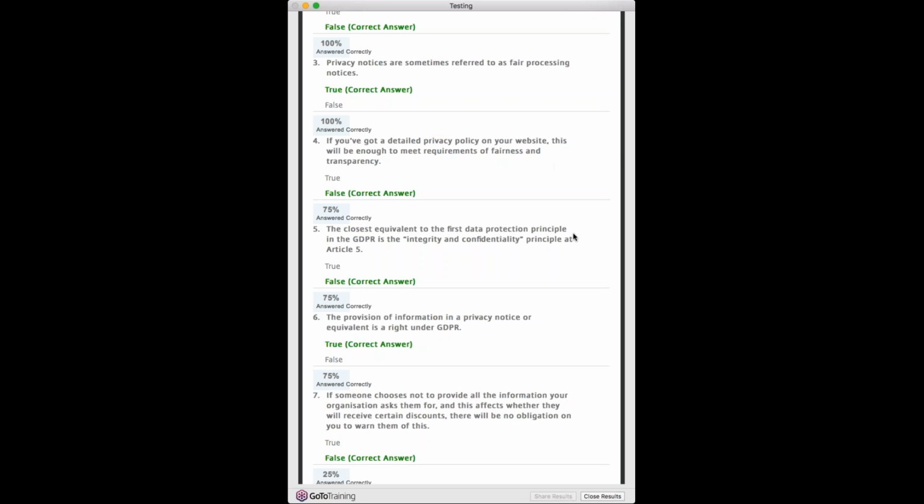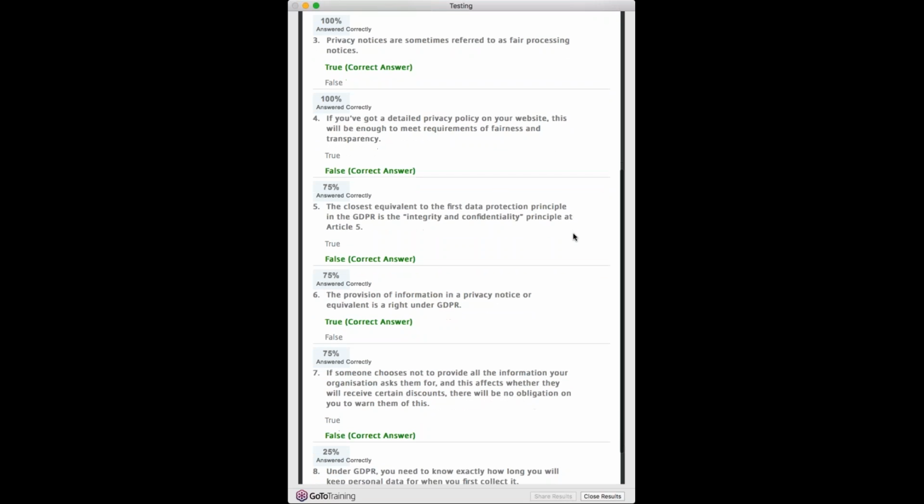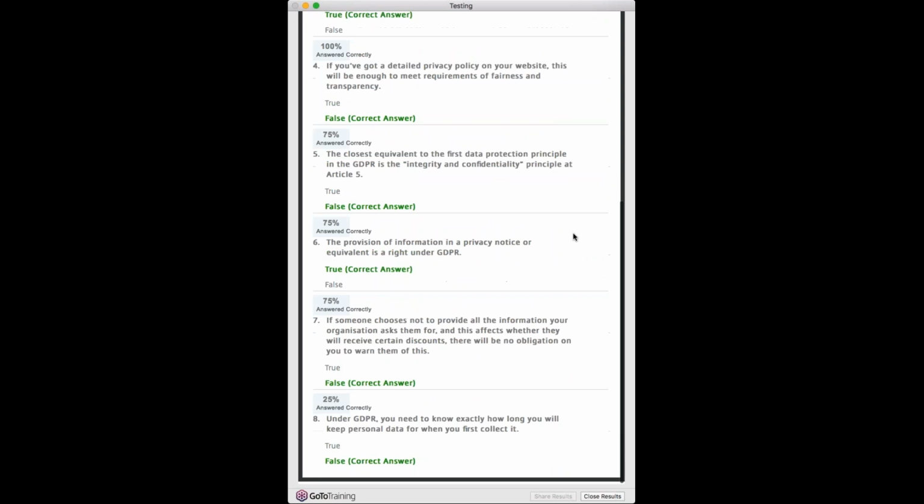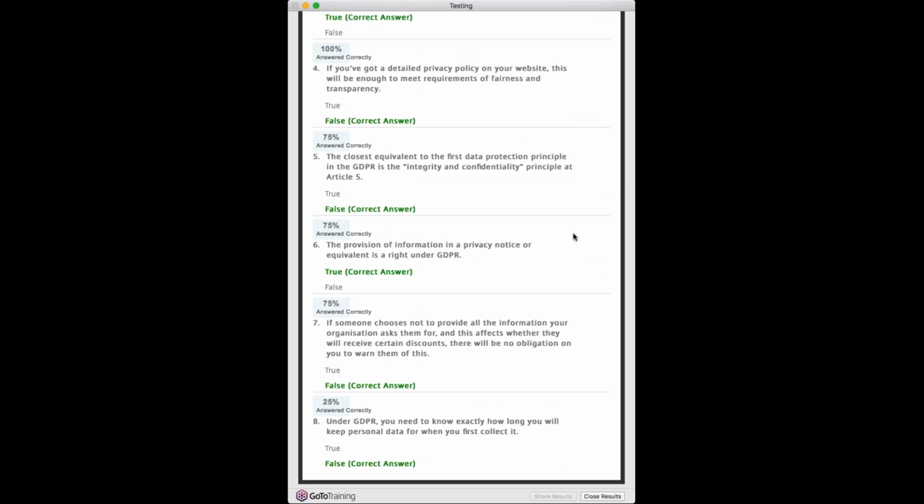7, if someone chooses not to provide all the information your organisation asks them for, and this affects whether they will receive certain discounts, there will be no obligation on you to warn them of this. That's false. You are obliged, as part of the information you provide to people, to explain what the implications of not providing the information will be.